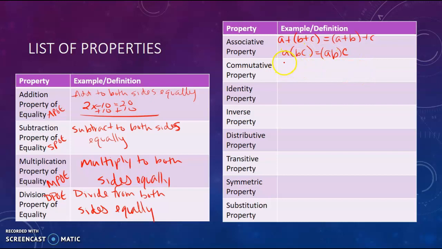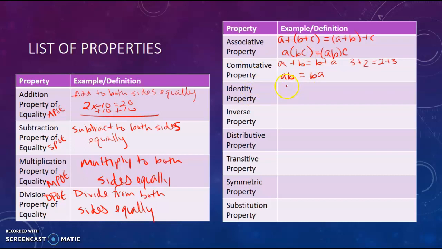The commutative property changes order. I think of commute means we move, or CO change order. So A plus B is the same as B plus A, or 3 plus 2 is equal to 2 plus 3. And it works for multiplication as well. So A times B equals B times A. A, B, C, they can all be any numbers that are not 0.